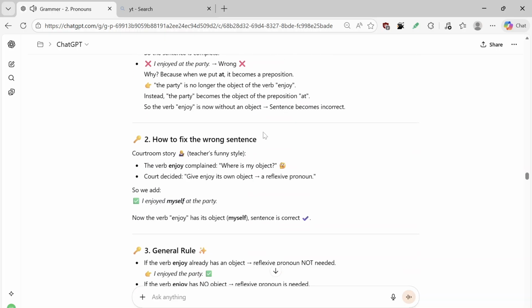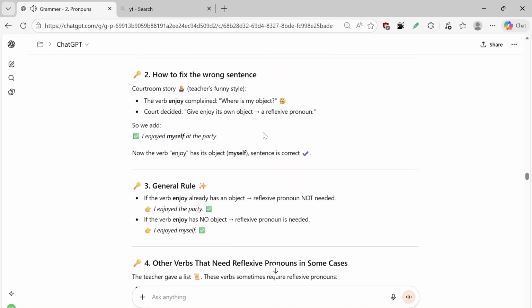Number 2, how to fix the wrong sentence. Courtroom story, teacher's funny style. The verb enjoy complained, where is my object? The court decided to give enjoy its own object, a reflexive pronoun. So we add: I enjoyed myself at the party. Now the verb enjoy has its object, myself, and the sentence is correct.